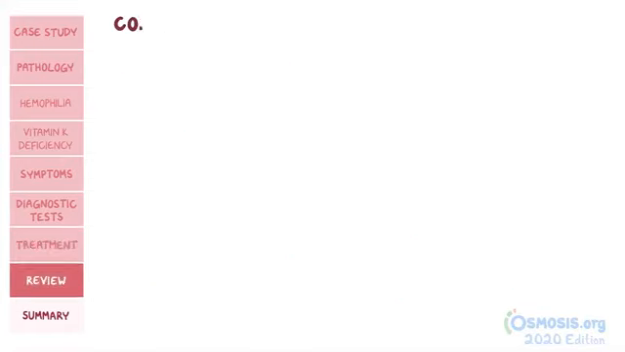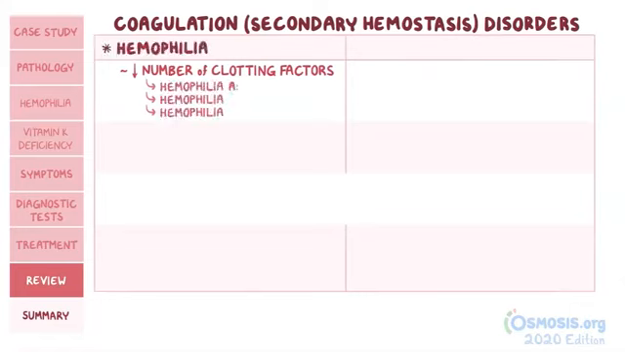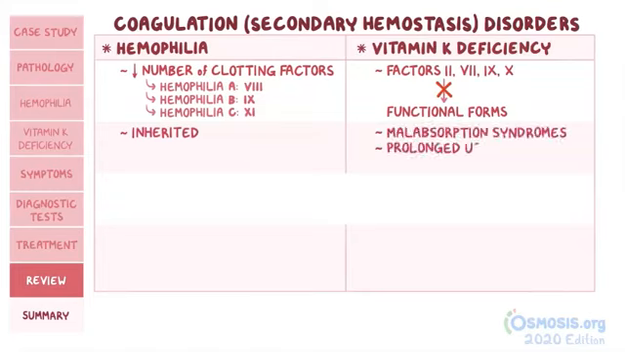Okay, to review. Coagulation or secondary hemostasis disorders can occur when there's a decrease in the number of clotting factors, like in hemophilia A, B, and C, where there's deficiency of factor 8, 9, and 11, respectively, and in vitamin K deficiency, where factors 2, 7, 9, and 10 cannot be converted to their functional forms. Now, hemophilia is an inherited disorder, while vitamin K deficiency can occur when there are malabsorption syndromes, prolonged use of antibiotics, and in neonates.